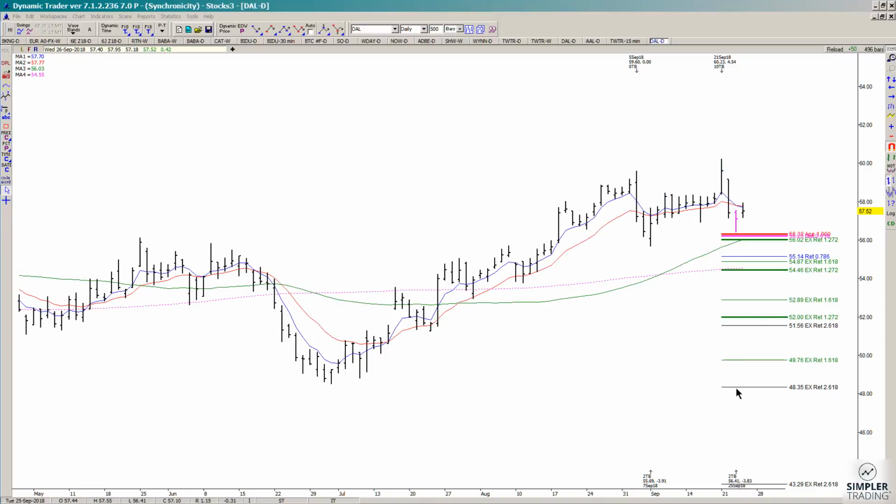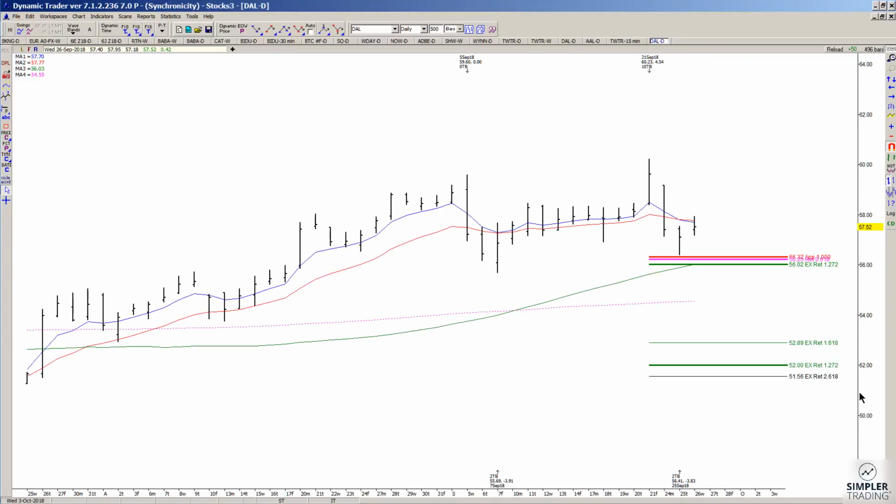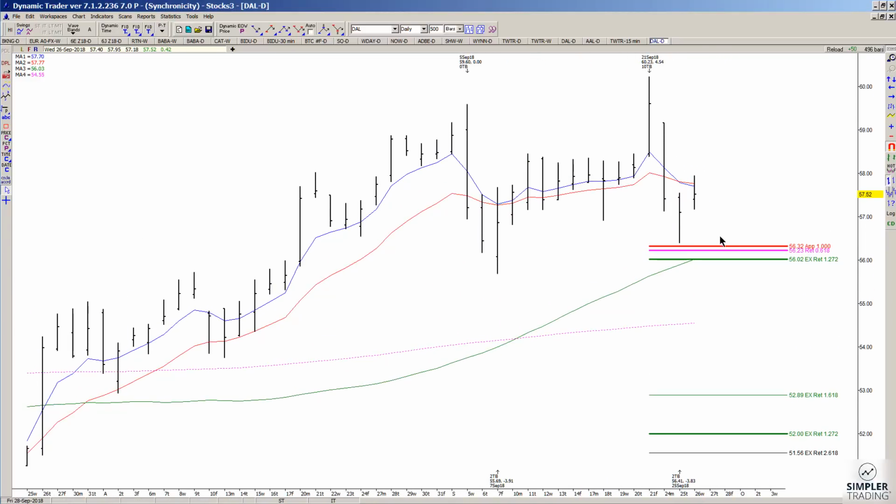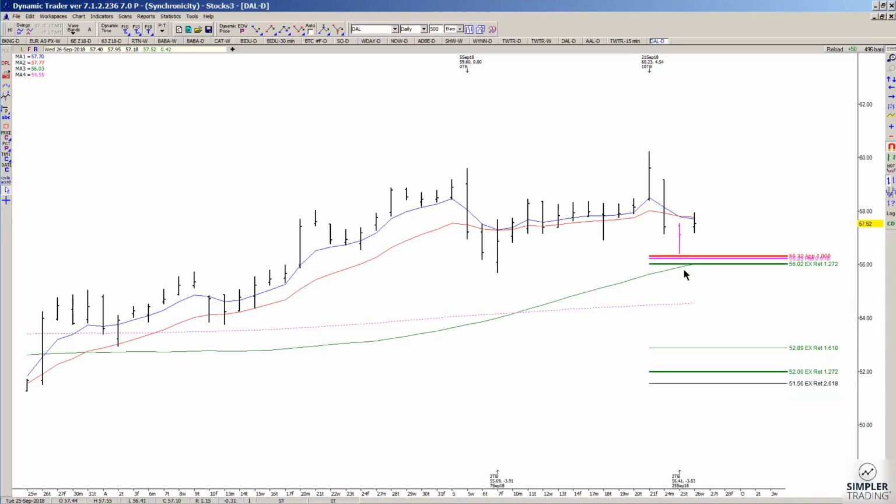So anyway, what the setup is then, in this case, is a support cluster from the 5602 to 5632 area, and we did test it close enough. So you can go down to the lower time frame charts and look for buy triggers. I believe it has already triggered, at least on a 15-minute chart. It may have also triggered on a 30-minute. Let me just double check that.